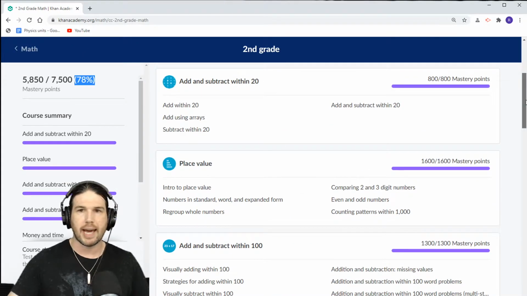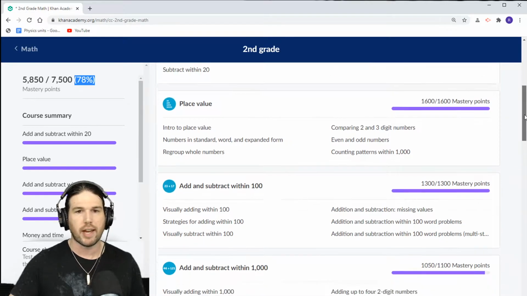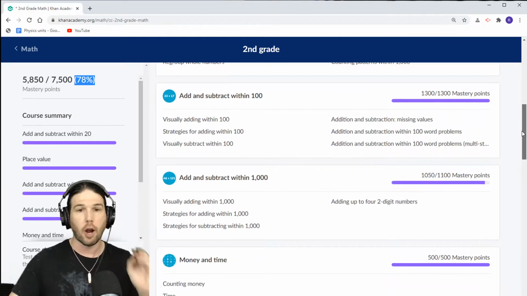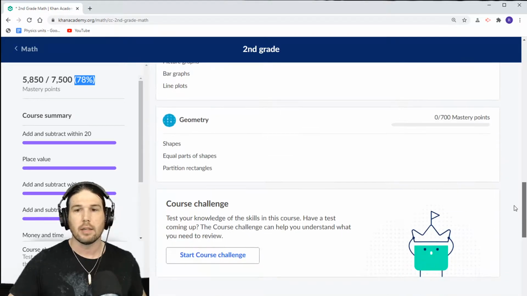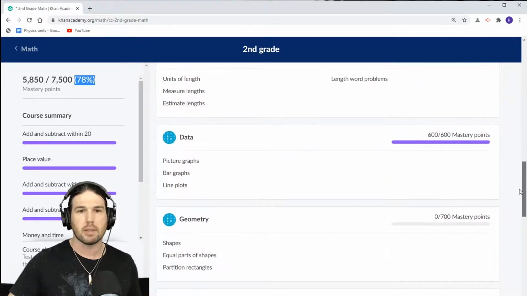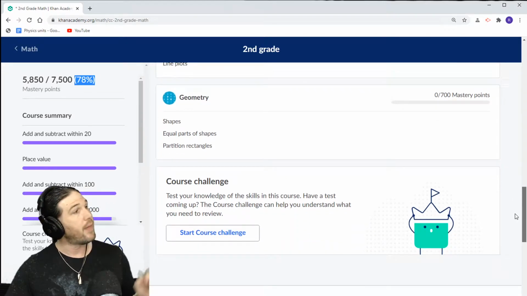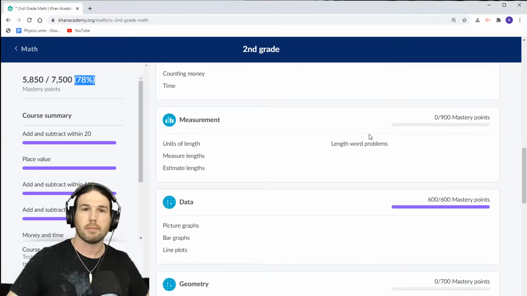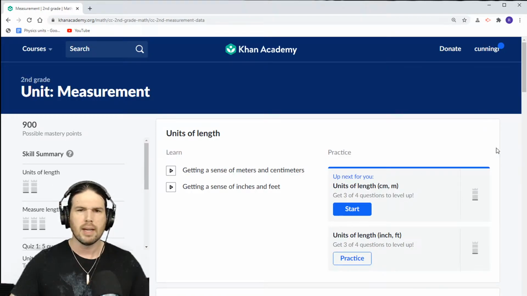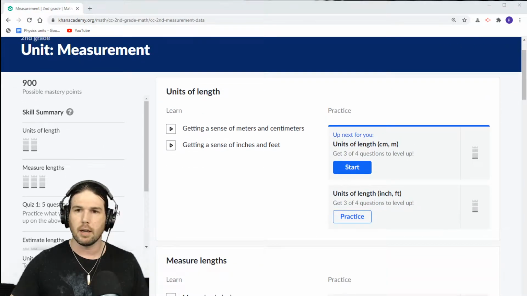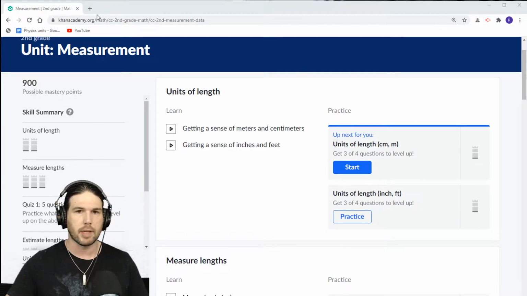So we finished adding and subtracting within 20. We did place value. We did adding and subtracting within 100 and 1,000. We did money and time. We did data. So now all that's left is measurement, geometry, and then, of course, the course challenge. So let's start with measurement, shall we? Getting a sense of meters and centimeters.